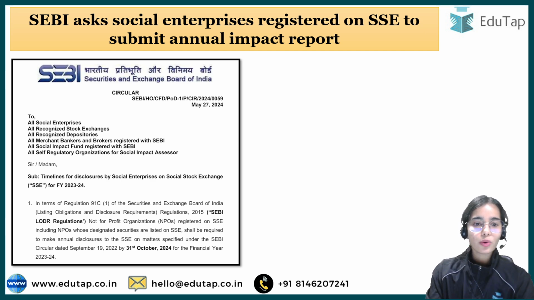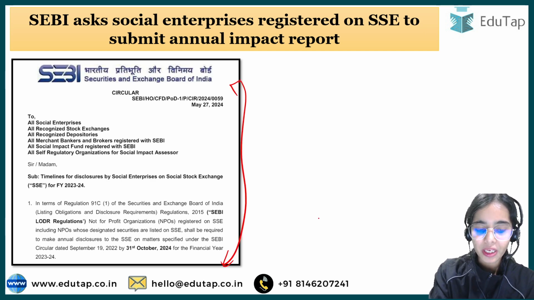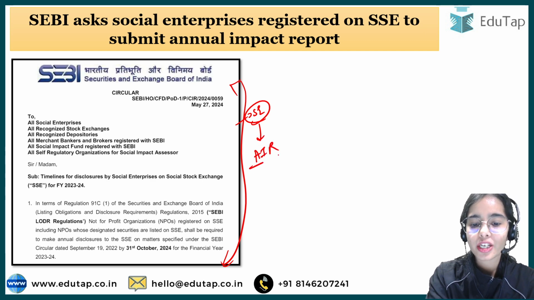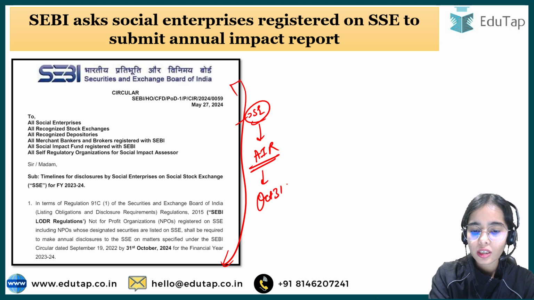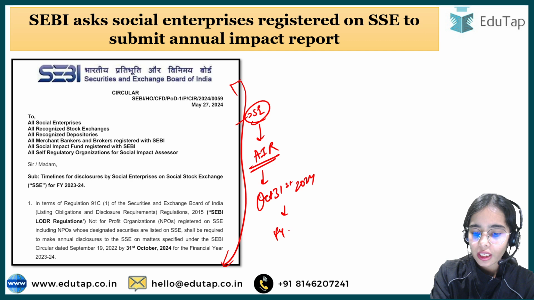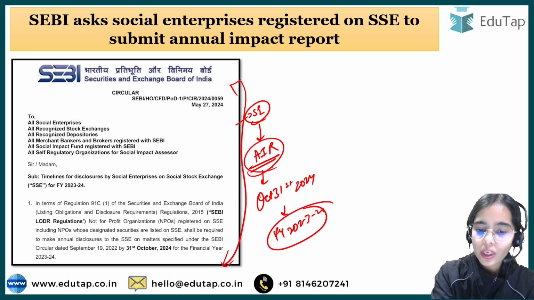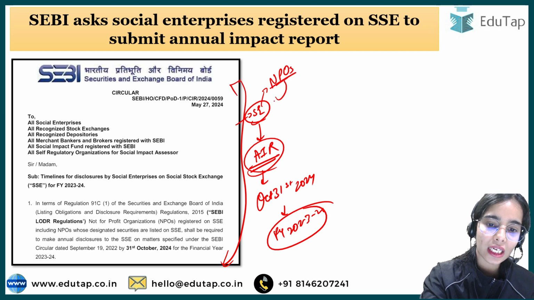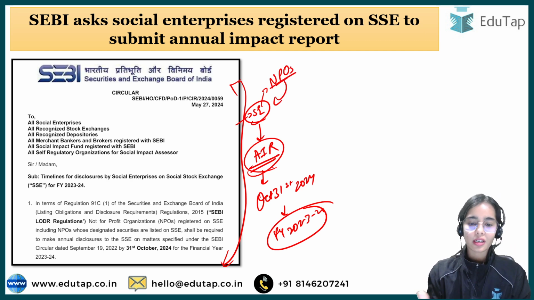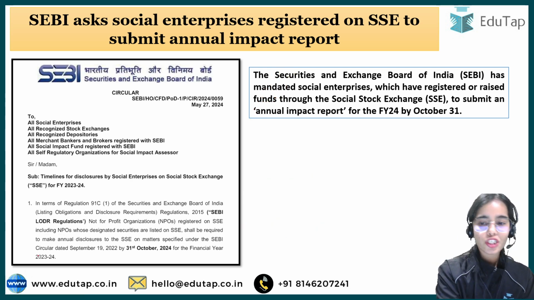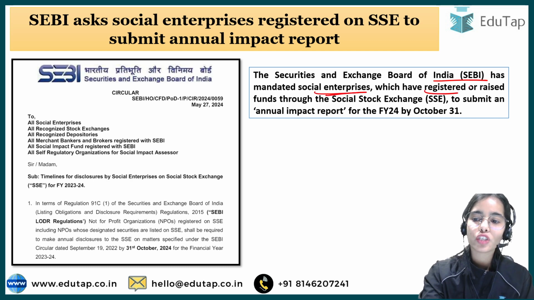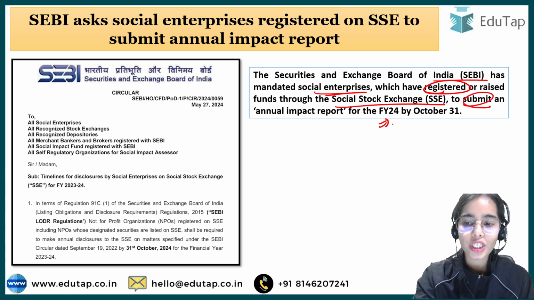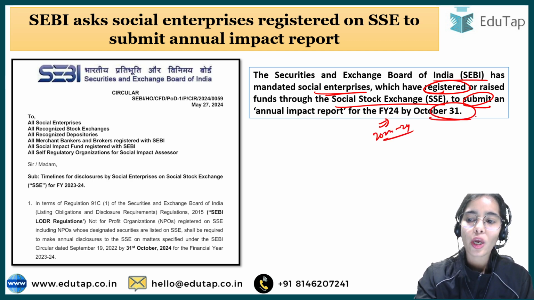Now this is the circular that is released by SEBI, in which it has been said that the social enterprises have to release the annual impact report by October 31st, 2024 for the financial year 2023-24. This annual impact report has to be released by all the not-for-profit organizations that are registered with the SSC. So the Securities and Exchange Board of India has mandated the social enterprises which have registered or which have raised funds through the SSC to submit an annual impact report for the financial year 2023-24 by October 31st, 2024.